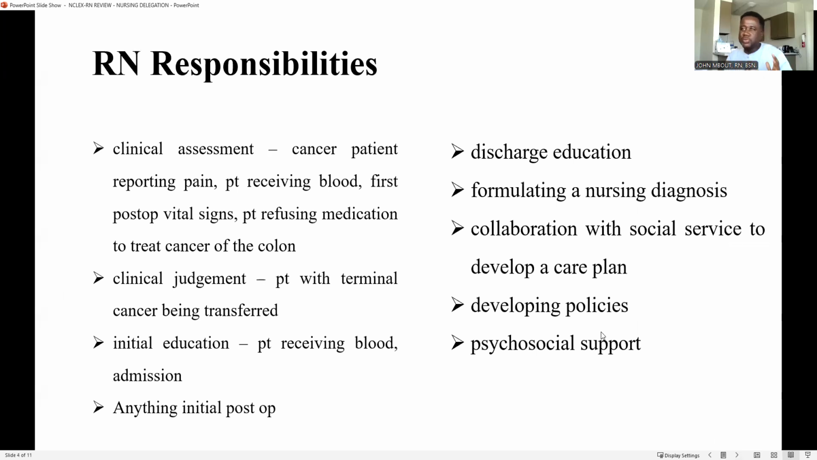Now, let's look at the responsibilities of an RN. There's what we say: the RN cannot delegate what he or she can EAT. EAT stands for what you can Evaluate, what you can Assess, and what you can Teach. These activities should not be delegated to anybody.